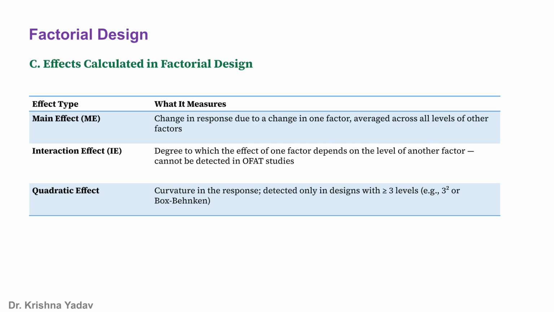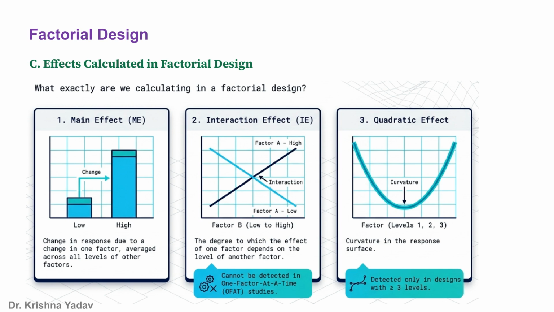Moving on to the effects calculated in factorial design, we consider main effects, interaction effects, and statistical significance. Main effects measure the average effect of a single factor on the response. Interaction effects measure the non-additive influence of 2 or more factors. The significance of these effects is tested using the p-value in ANOVA.